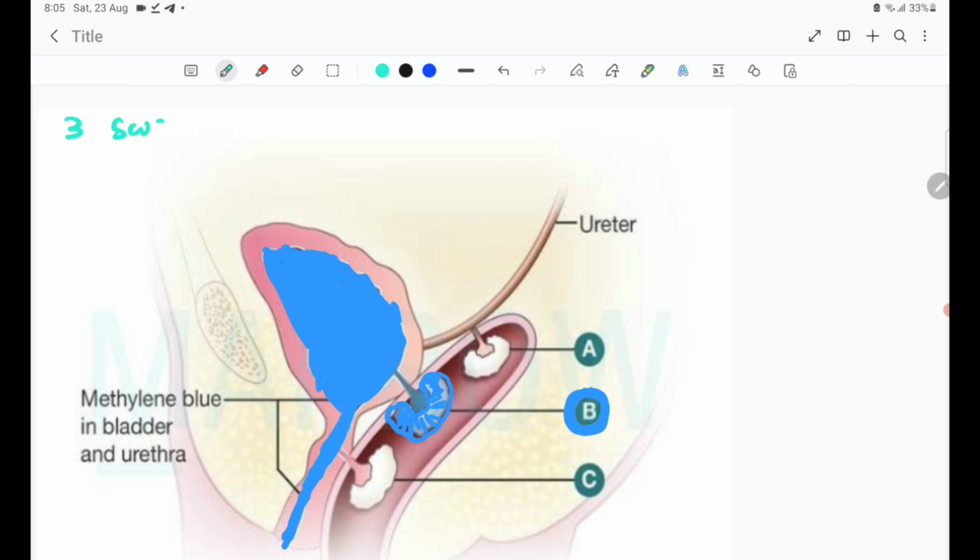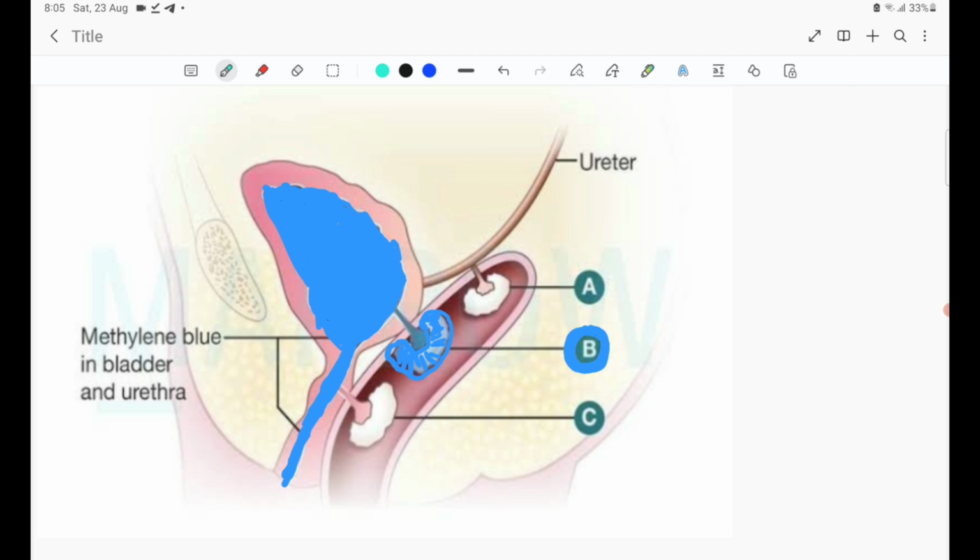Okay, this is the test that is used for diagnosis. The three swab test is used for the diagnosis of vaginal fistula. Basically, we have to detect the locations of the fistula with this test. This is the three swab test. What is the procedure for this test?